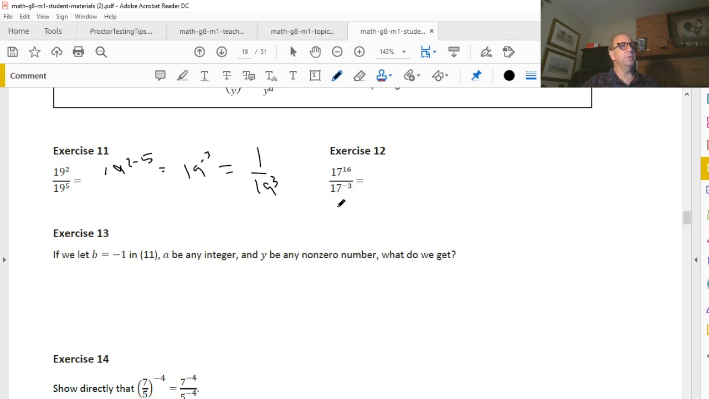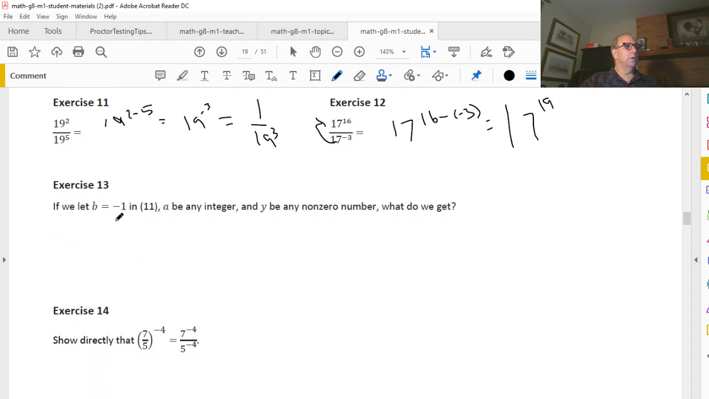17 to the 16th power over 17 to the negative third power. 17 to the 16th minus negative 3, that's like plus 3. So 17 to the 19th power, right? When I see this negative, this is basically going to go up here. That'll be like 17 to the third plus 17 to the sixth.